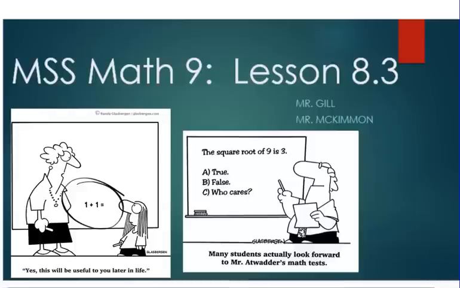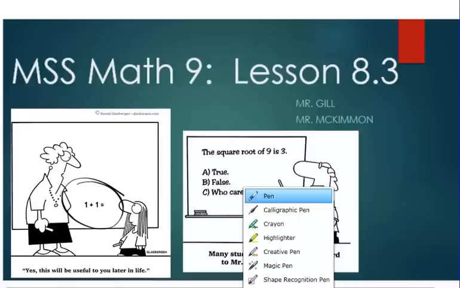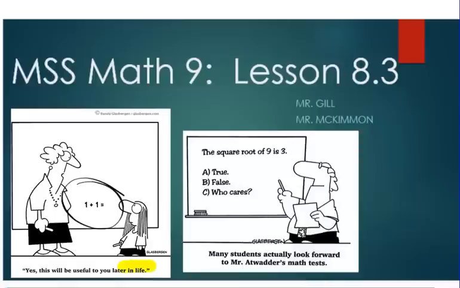So a couple of little cartoons for you to muse on there and think about. I'm pretty sure that everything we're doing here today is going to be useful for us later on in life. Okay? 1 plus 1, well, you can think about that.